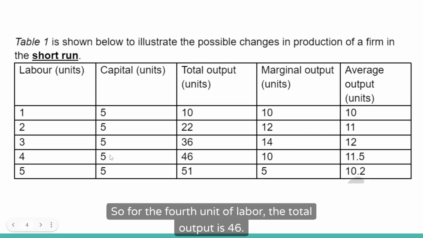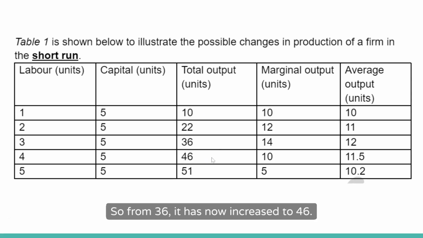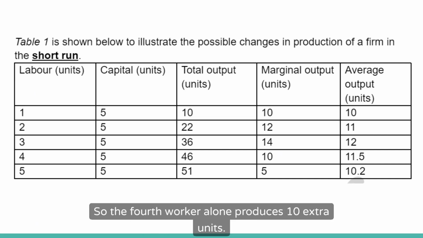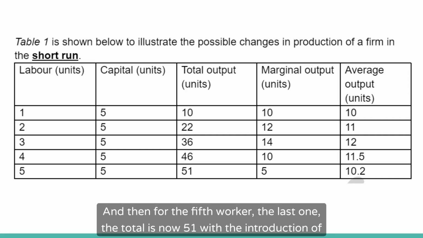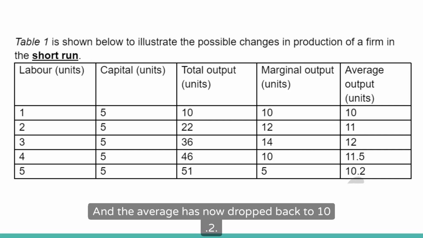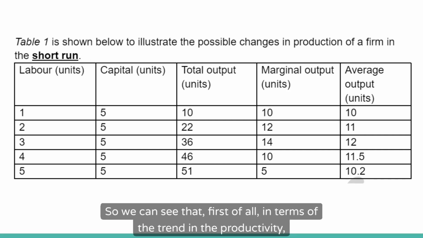Okay, so for the fourth unit of labor, the total output is 46. So from 36, it has now increased to 46. And we say that the marginal output here of the fourth unit is 10 units. So the fourth worker alone produces 10 extra units, right? And it has caused the average to drop to 11.5 units, right? And then for the fifth worker, the last one, the total is now 51 with the introduction of the fifth worker. And the marginal output here, the additional units produced, is just 5, and the average has now dropped back to 10.2, right?